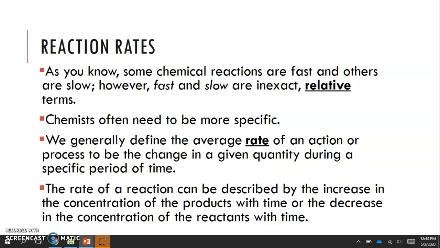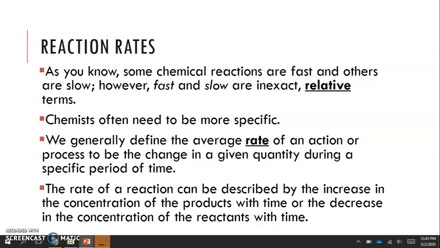So if we're looking at a chemical reaction occurring naturally on its own, we could say, oh, this one's really fast because it takes 0.2 seconds for the products to form, or this one's slower because it takes 5 minutes for the products to form. So really it's a relative term saying fast or slow, because you can get very specific rates for how long it takes for the reaction to take place. So a lot of times chemists do need to be more specific.